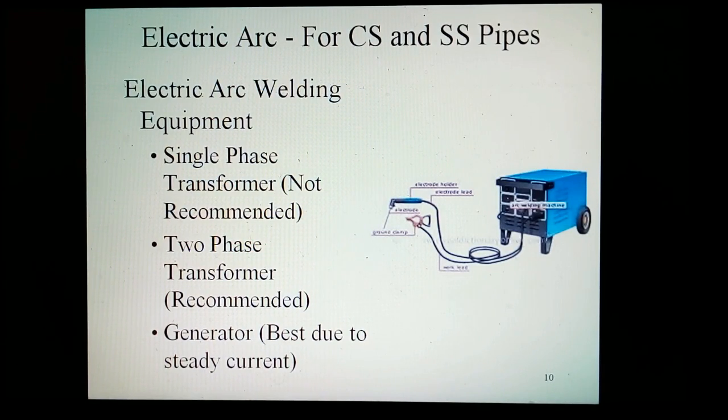Electric arc welding equipment. It can be a single-phase transformer. It is not recommended as the current is not steady. A two-phase transformer is recommended as the current is a bit steadier. A generator is best for steady current.